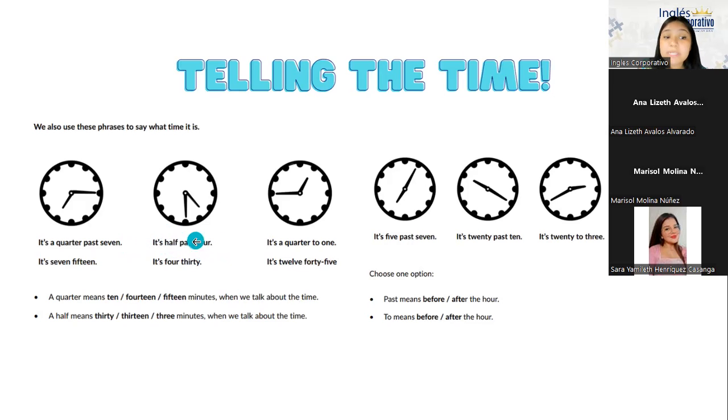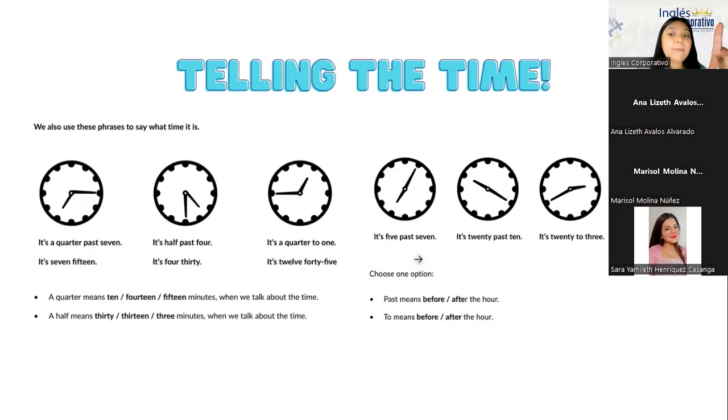It's half past four. Son 30 minutos, pasan de las 4, por lo tanto, it's 4:30. Son las 4:30. It's a quarter to one. It's a quarter to one. So, 15 minutos para la una. Por lo tanto, it's 12:45. ¿Sí? Ahora, mira aquí. Vaya, ahora, it's 7:05. ¿Qué hora es si yo digo it's 7:05?